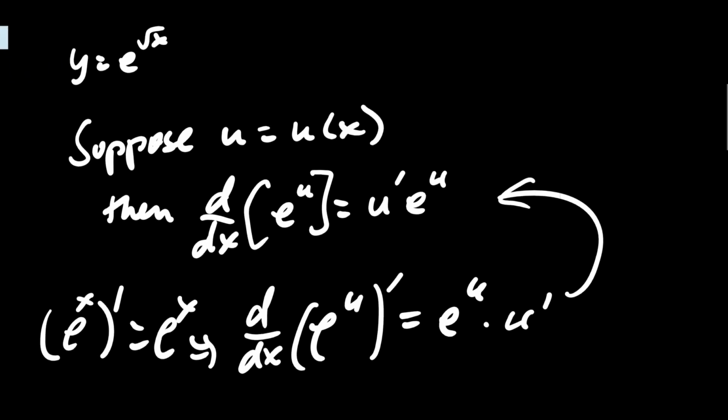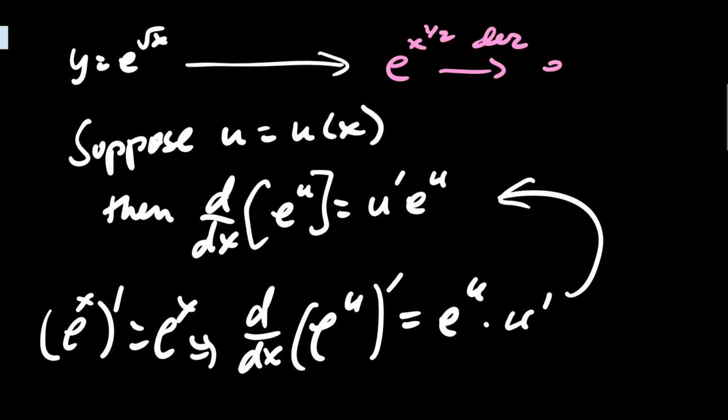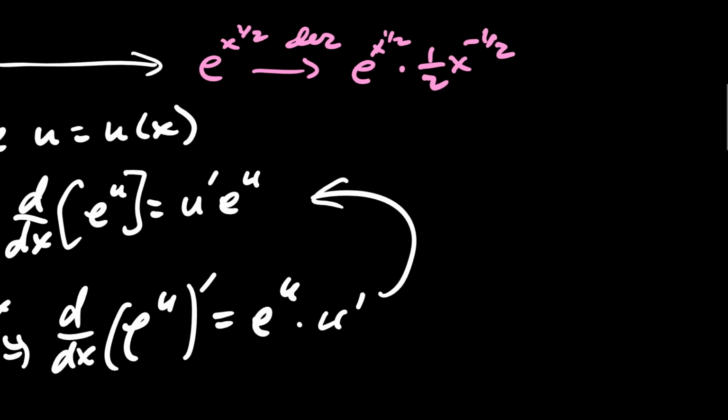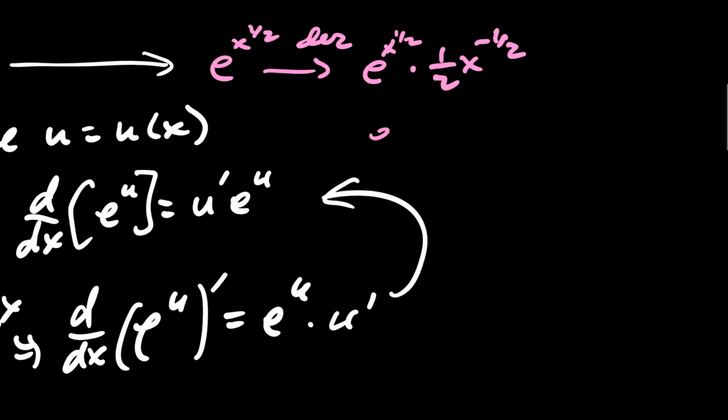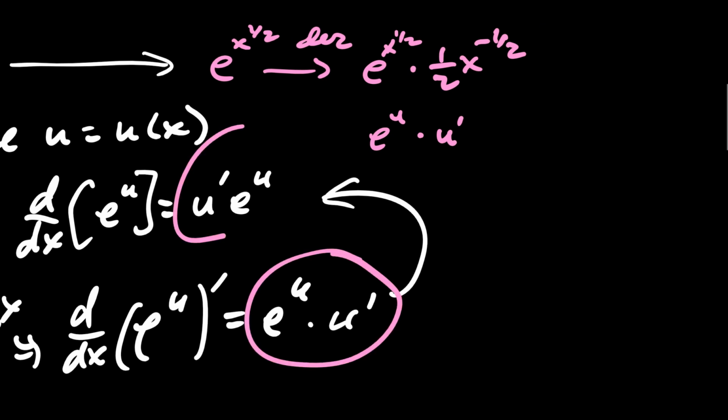And if you're not quite getting it, it may take a little while. Let's take the derivative here. This is also known as e to the x to the 1/2 power, because that's the square root of x. So the derivative of this is going to be e to the x to the 1/2 power, and now you take the derivative of that x to the 1/2 power. It's 1/2 x to the negative 1/2, like that. So this is e to the u times u prime that I wrote down here and here.